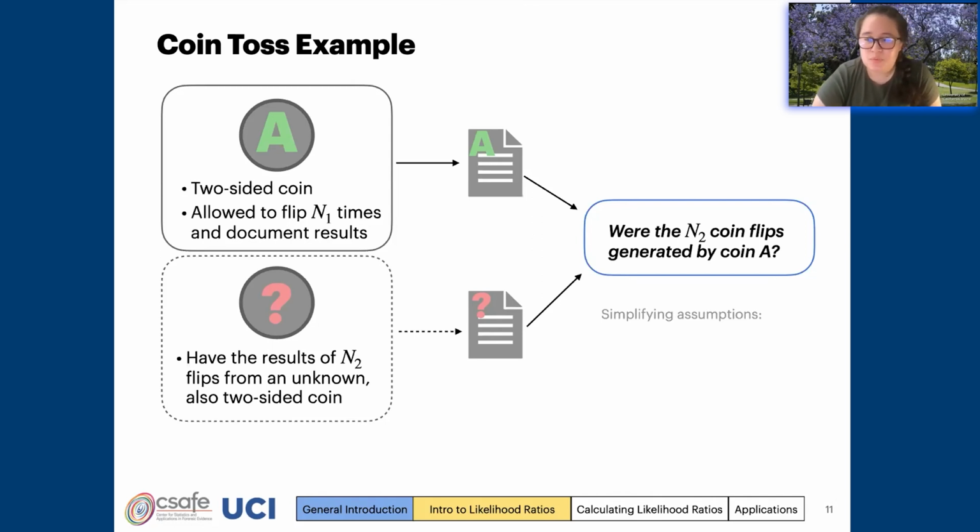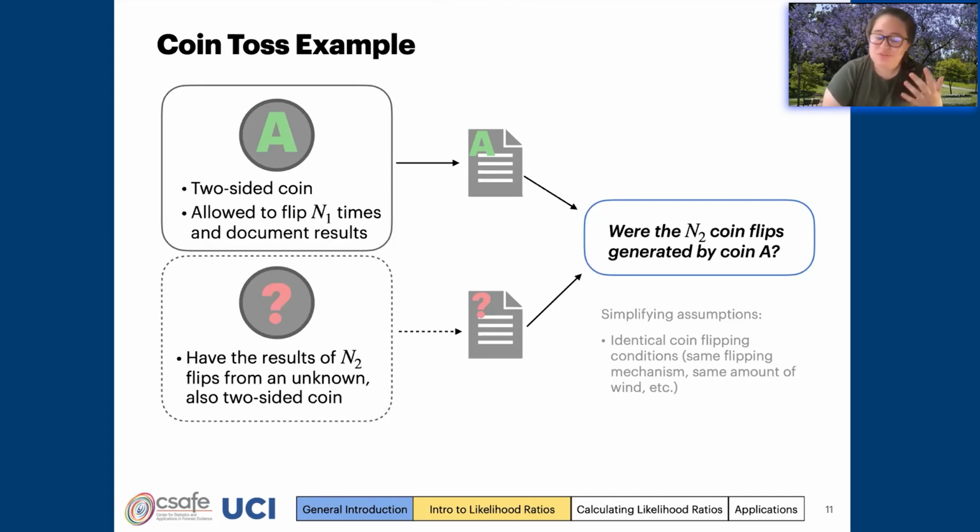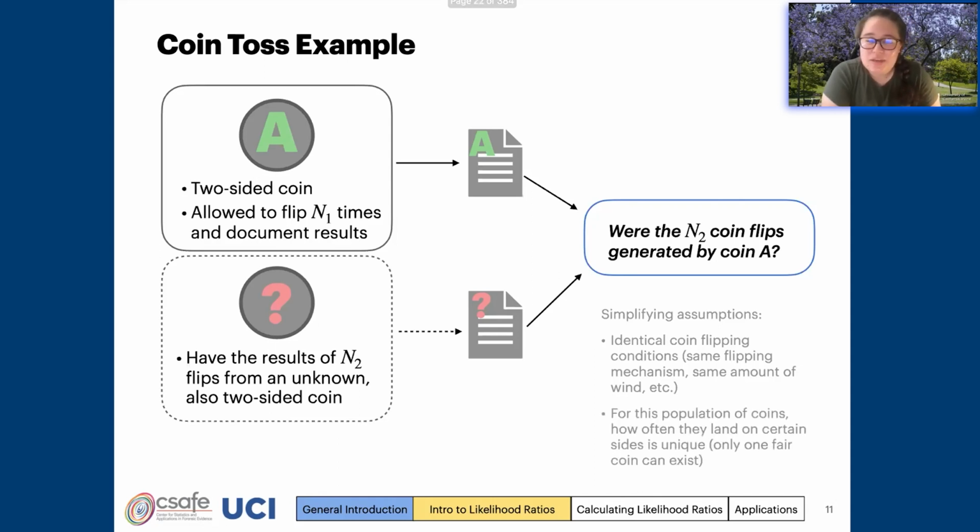And so for this example, we'll make some simplifying assumptions to make things a bit easier on ourselves. The first is that the conditions under which we flip all of the coins will be the same. And so, things like wind resistance and so on don't come into play here. And also suppose that for this population of coins, how often they land on a certain side is unique. So in the universe, there's only one true fair coin that lands on heads 50% of the time.